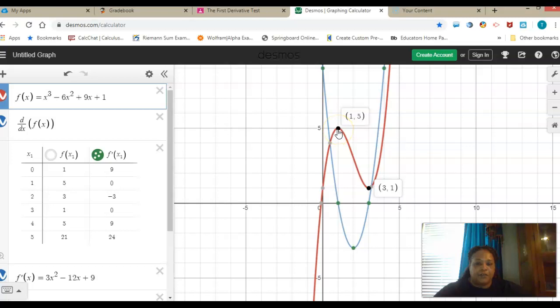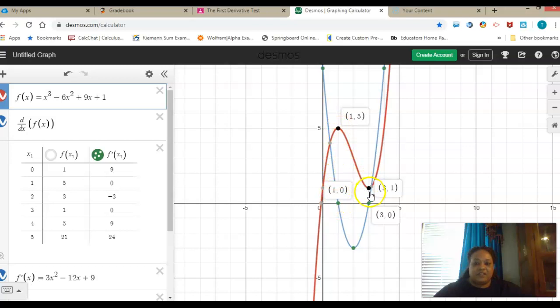The derivative graph tells you where a max and a min happen. See this point right here, 1, 0? Wherever it crosses the x-axis, it's going to tell you what's happening. Anything that's above the x-axis on the blue graph is positive. Anything below, from 1 to 3, is negative. So down here is where your graph should be decreasing if you're only using the blue graph.